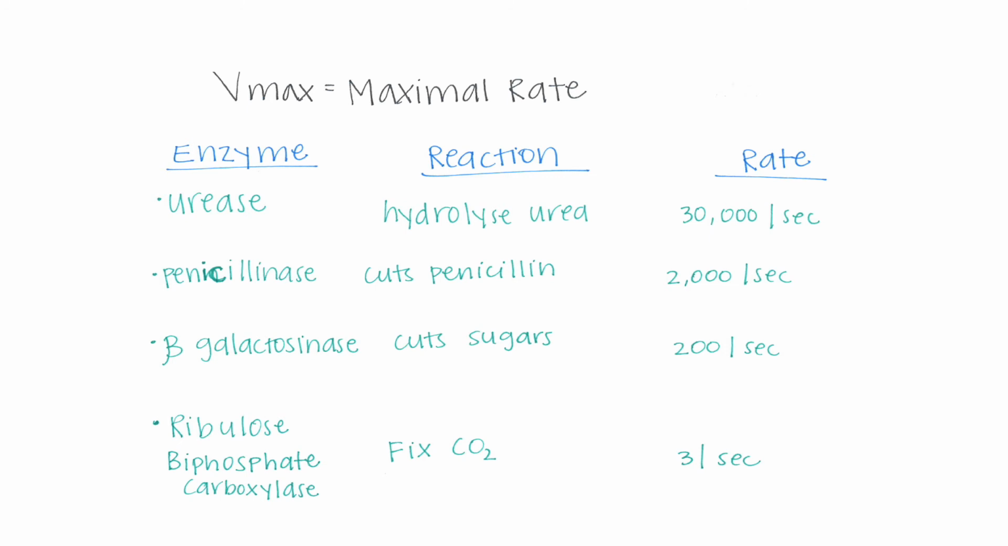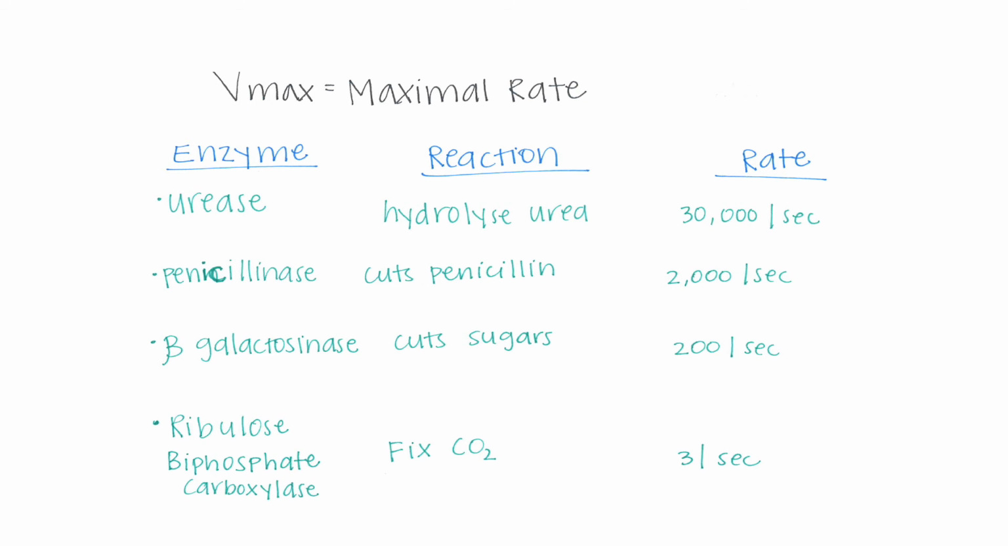Penicillinase basically breaks down penicillin, 2,000 per second. Beta-galactosidase cuts sugars, 200 per second. And the one at the bottom is the enzyme that fixes CO2, which I said was a very difficult reaction. It takes 3 molecules of ATP for each reaction. But this is the Rubisco, the ribulose bisphosphate carboxylase. Even with the enzyme, it only can do 3 per second. So it's apparently a very difficult reaction to take place. But this, of course, is what fixes CO2 to give us all the compounds that we have on Earth, basically.